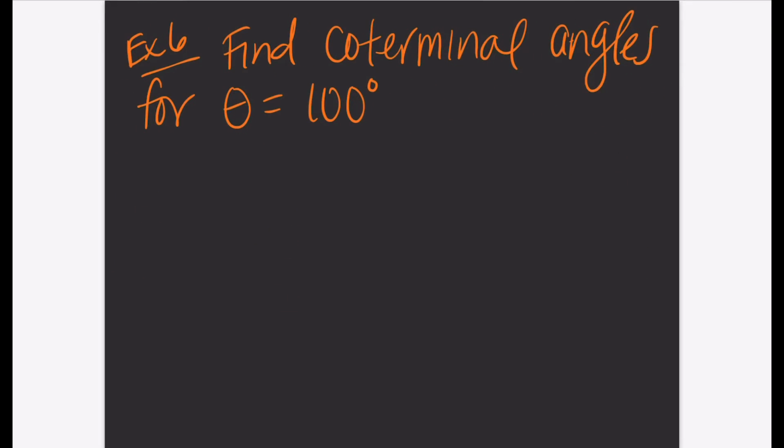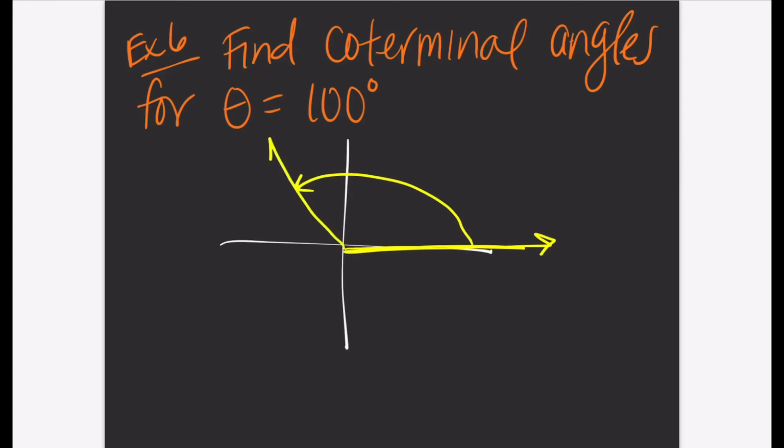Now, example 6, find the coterminal angles for 100 degrees. Let's just find one positive and two negatives. The very first step is to graph 100 degrees. So here is the initial side. That's 90, so 100 degrees is right there. And here is the terminal side. All of our angles should start here and end right here.